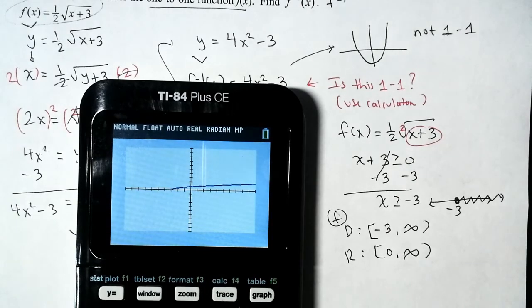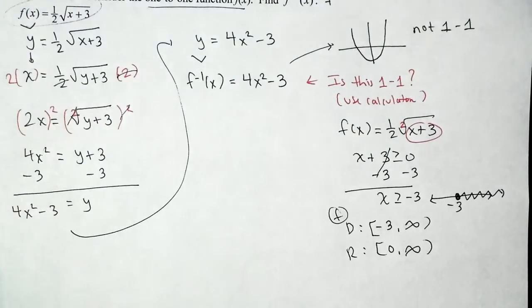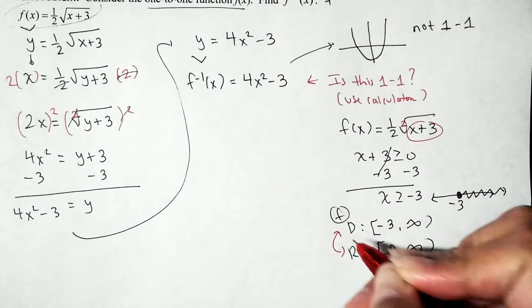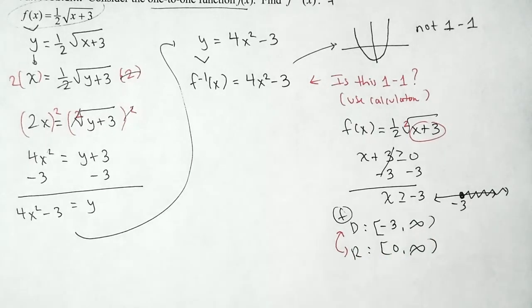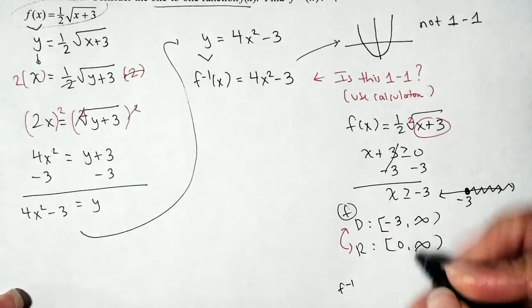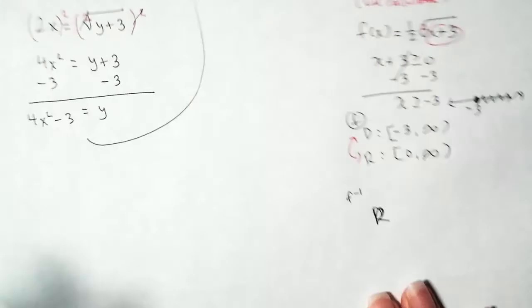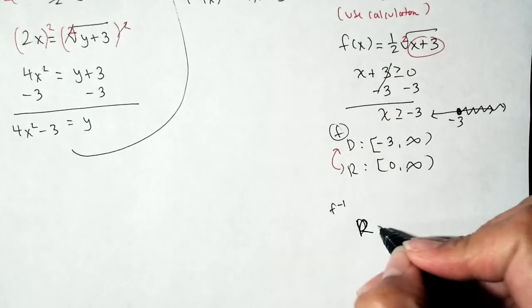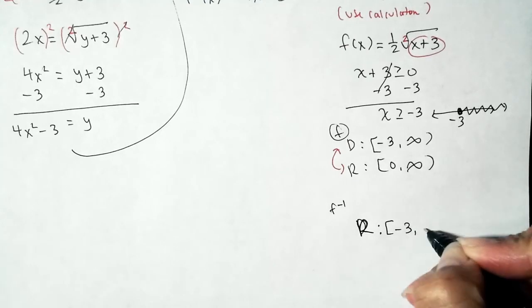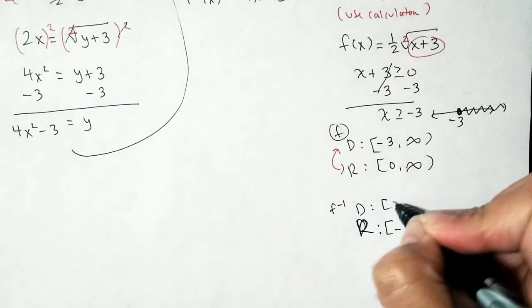So the lowest value of y is 0, up to the highest value of y, which is infinity. Remember, to find the inverse, we reverse all the ordered pairs in f. So the x's become the y's and the y's become the x's. The domain becomes the range of the inverse, which is the interval from -3 to infinity, and the range becomes the domain of the inverse.